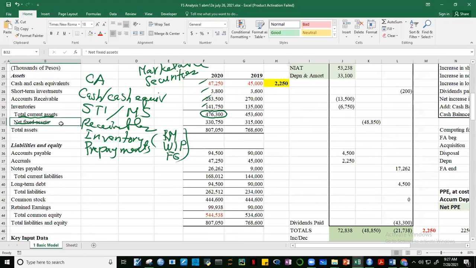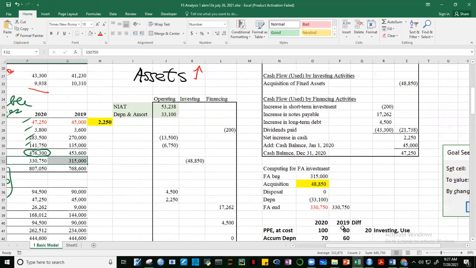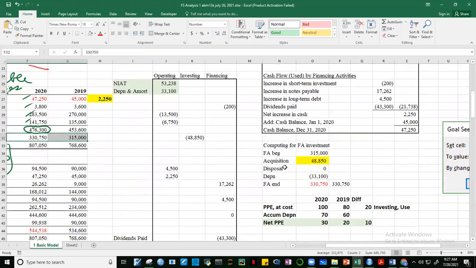If you're given net fixed assets, we cannot directly get the investments in fixed assets. We have to compute for that by tracing the flow. So let me just adjust this. This is net fixed assets beginning, and this is net fixed assets end. Using the data from net fixed assets beginning, we trace the flow: there will be acquisition, if there's any disposal, and then depreciation in order to arrive at the ending balance.